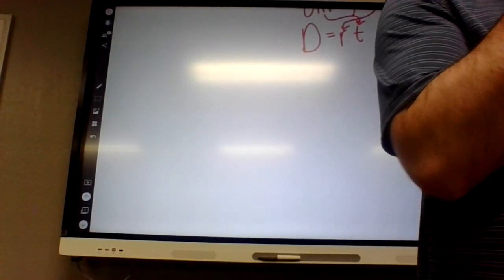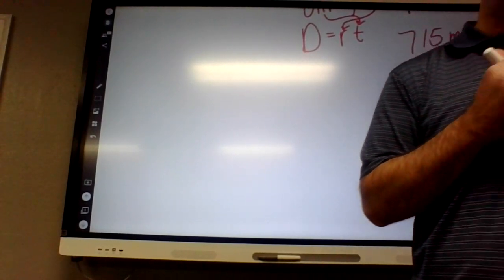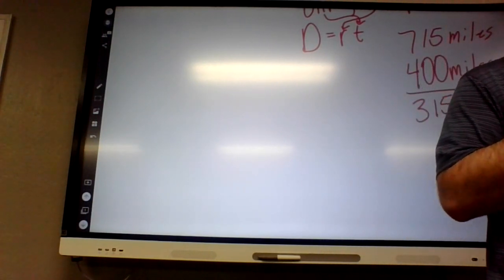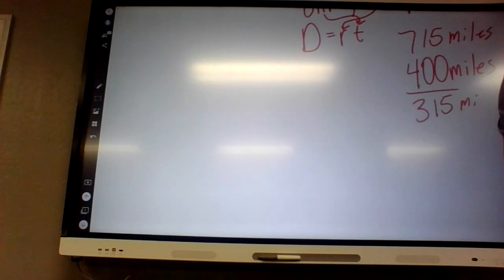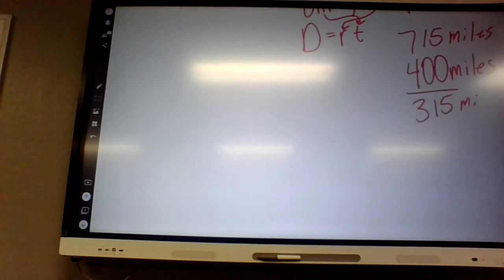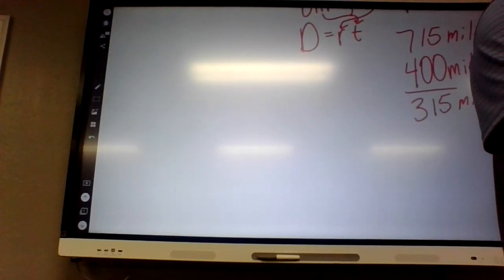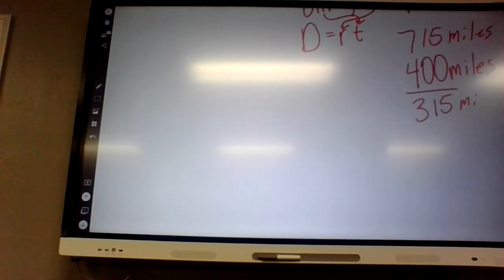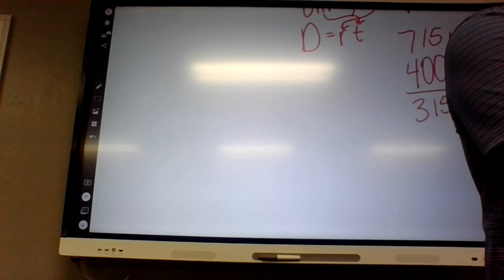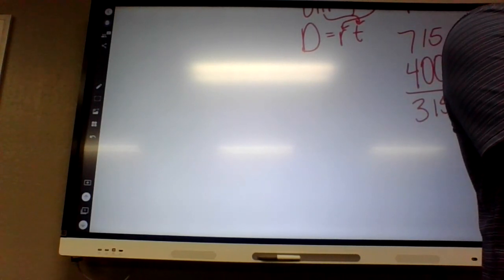Okay, it says Ron earns a 15% commission. Do you guys remember what commission meant? Yes, sales. The salesperson gets a percentage of what they sold. So it's saying Ron's gonna get 15% of what he sold. Ron earns a 15% commission on his sales in addition to a $1,500 monthly salary.